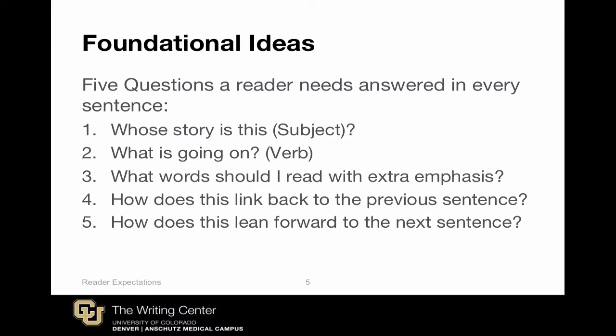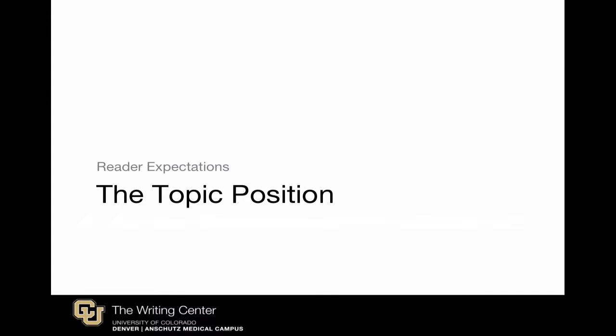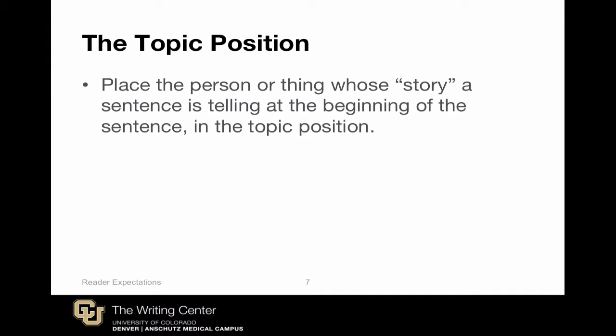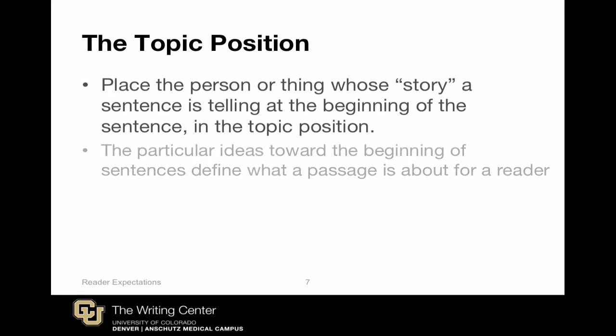Part 1 of this video left off at some foundational ideas about what readers expect when they approach a text. This video looks at how writers can live up to those expectations. First, the topic position. Place the answer to the question, whose story is this, at the beginning of the sentence, which is called the topic position. Why? Because the ideas at the beginning of sentences define what a passage is about for readers.